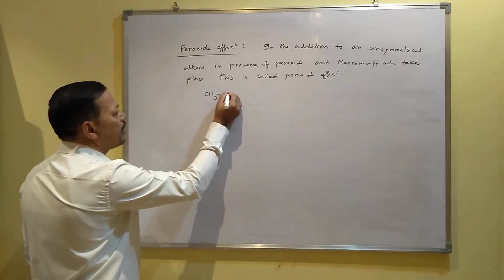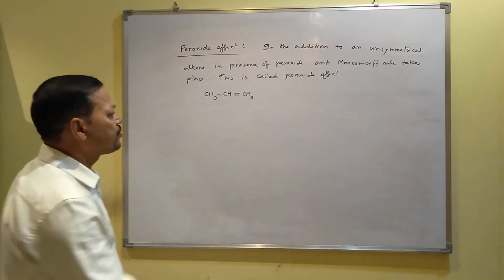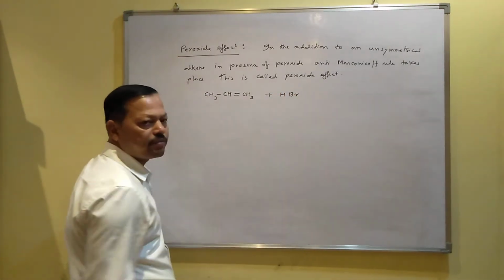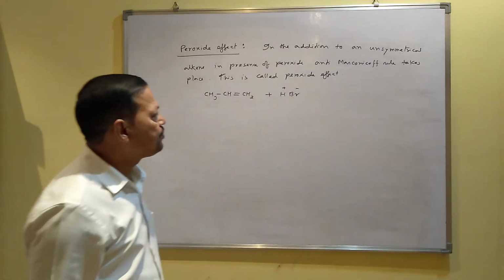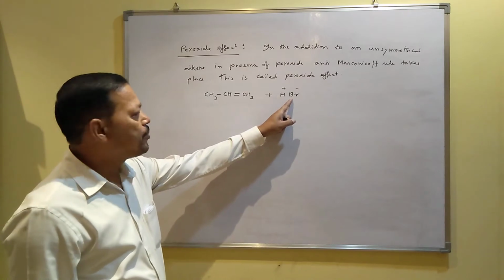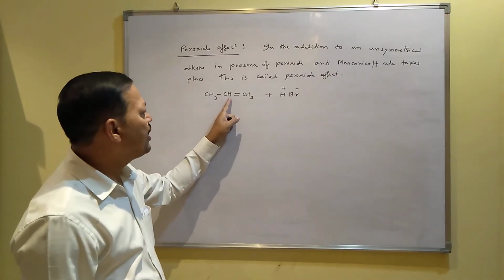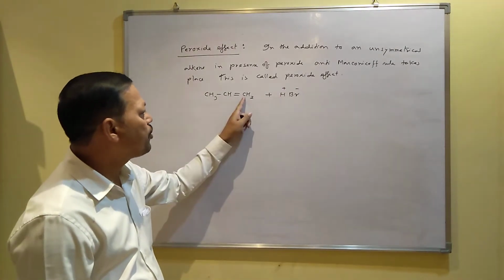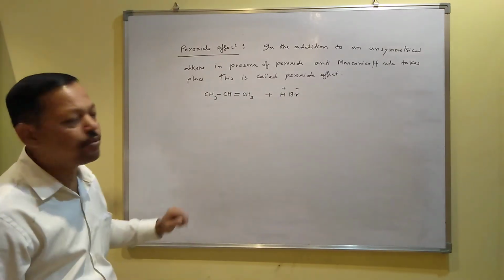Like, this is one unsymmetrical alkene, and suppose you are adding one hydrogen halide, HBr. As you know, here H is plus, Br is minus. According to the Markovnikov rule, the negative Br minus is added to that double bonded carbon atom which contains less number of hydrogen. So Br will be joined with this and hydrogen will be joined with this, and the double bond is converted to a single bond according to the Markovnikov rule.